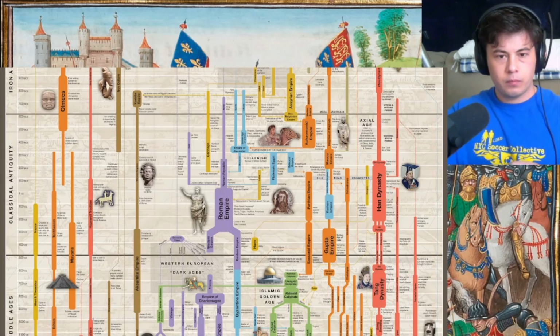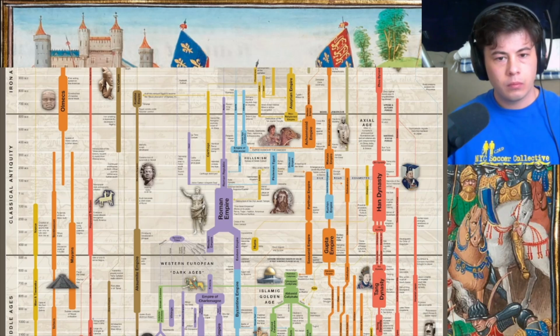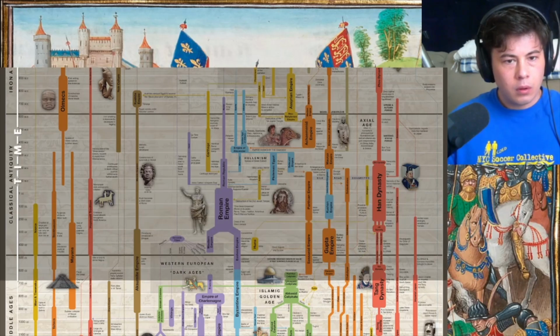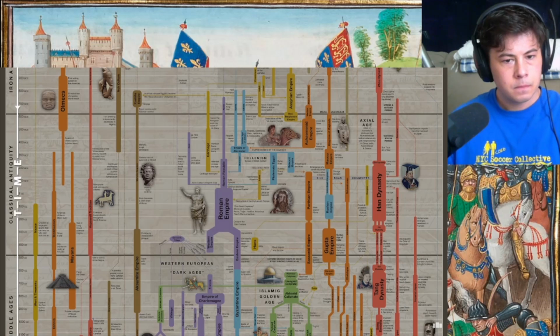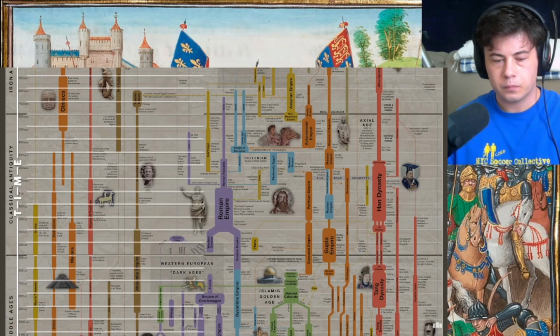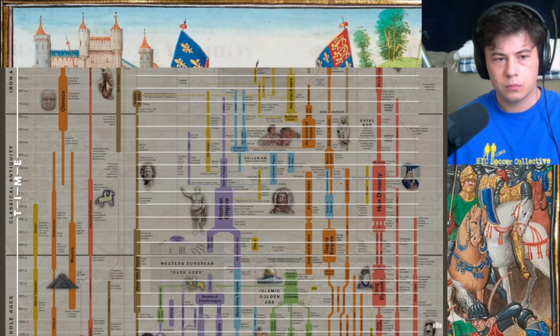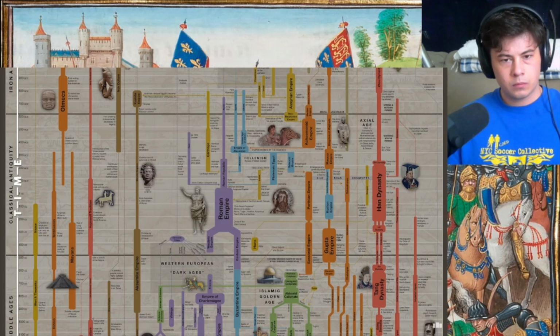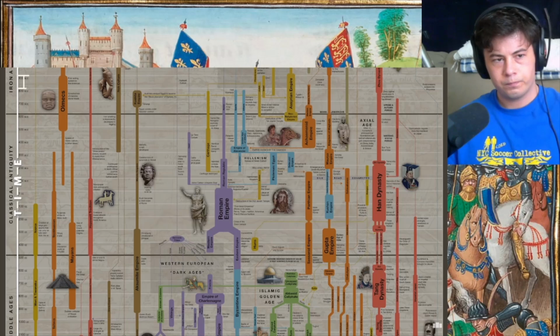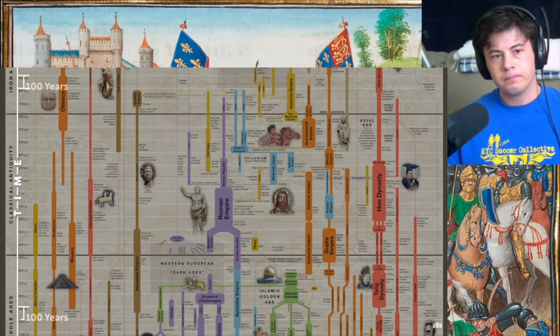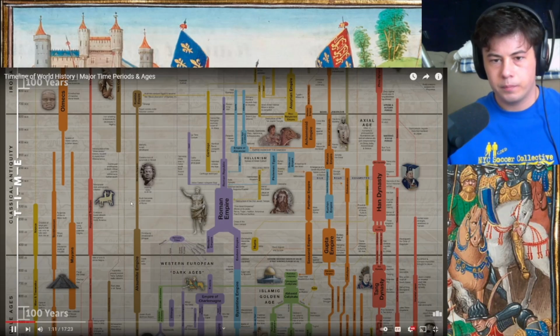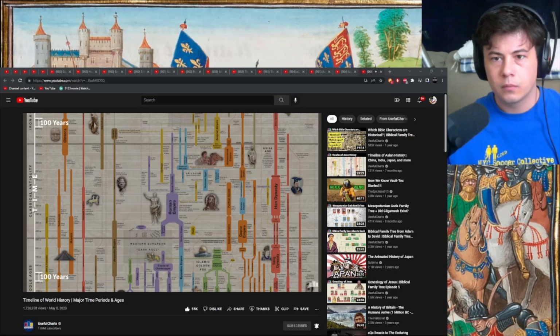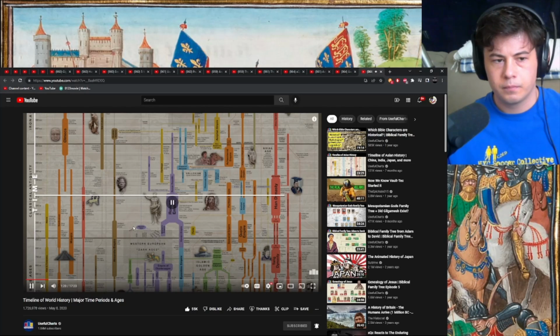Let me start by explaining the basics of how this chart works. The vertical scale represents the flow of time, with time moving forward as you move down the page. Every white line represents 100 years, and the scale is equidistant, which means that the distance between two lines near the top of the chart is exactly the same as it is near the bottom. This is important because it allows for accurate comparisons to be made, and thus gives the viewer a proper perspective on time.